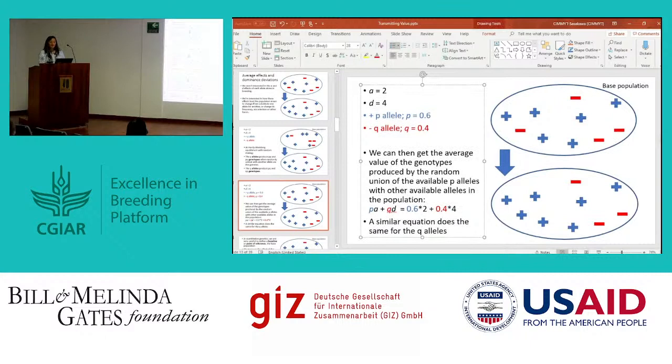So to get the average value of the genotypes that would be produced by randomly uniting the available P alleles with the other available alleles in the population, that's actually always going to be the frequency of the P allele times its additive effect, right? Because it's homozygous, so it has the A value. It doesn't get dominance value because it's homozygous, not heterozygous. And then it's going to produce some heterozygotes as well when it unites with Q. So we take the frequency of the Q allele, which is how often it's going to unite with that Q allele, right, and multiply that times the dominance value. So in that sense, we can very directly say, with random mating, this is what we would expect to get out of this population.